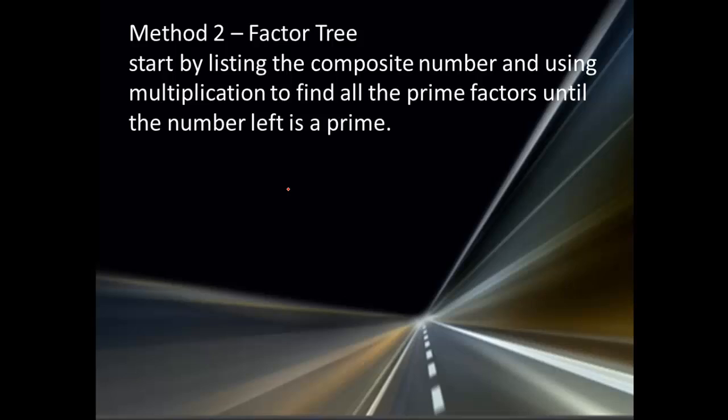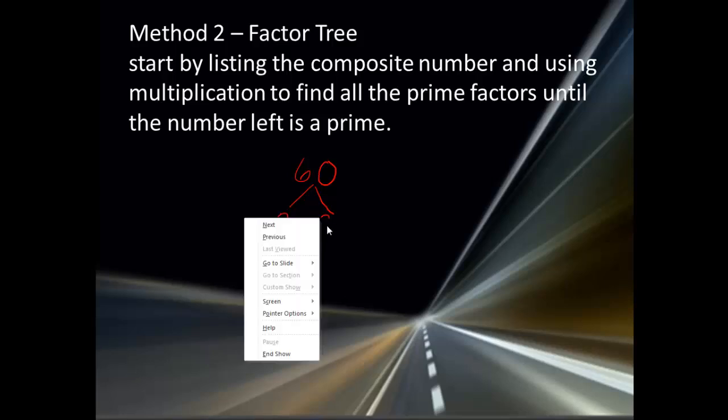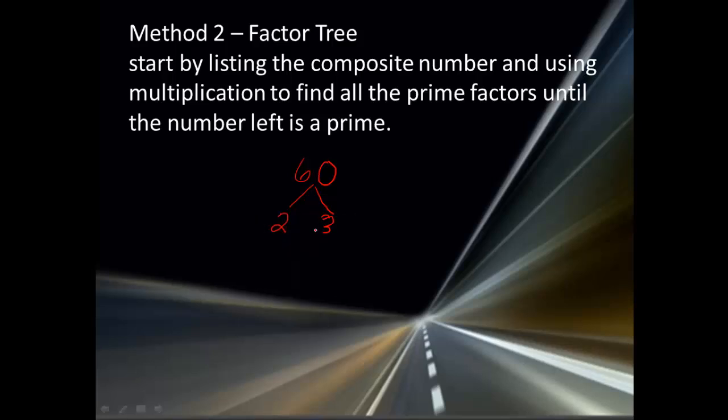Method 2, the factor tree. We will start by listing the composite number of 60 and using multiplication to find all the prime factors until the number that is left is prime. The first prime factor is 2. 2 times 30 will equal 60. 2 is already prime, so I will circle it.